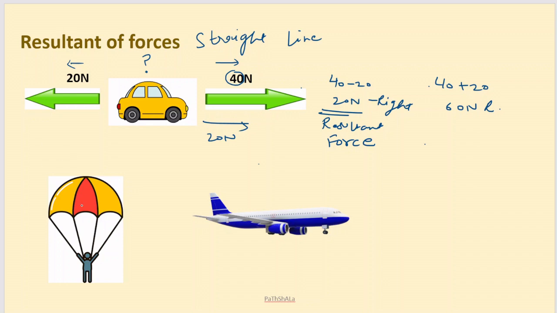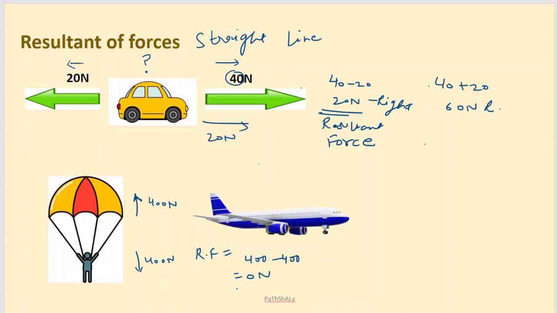Here we have a parachute falling. A person is falling with a parachute. The weight of the person acting downwards, let's say 400 newtons, and the air resistance on the parachute acting upwards, this is also 400 newtons. So what do you think is the resultant force? I can say that the resultant force is equal to 400 minus 400. Why? Because the two forces are in opposite directions, so I will subtract, and I get 0 newtons.